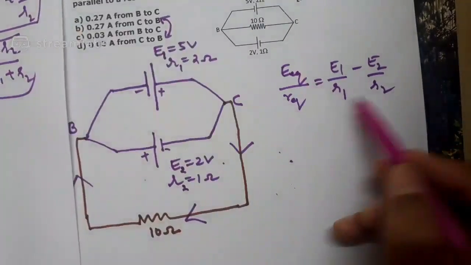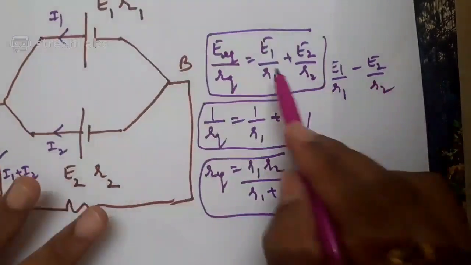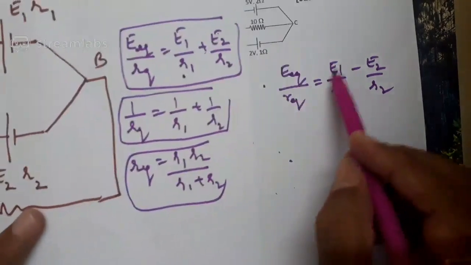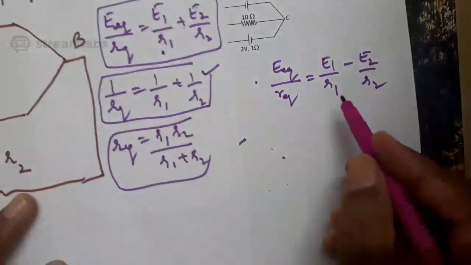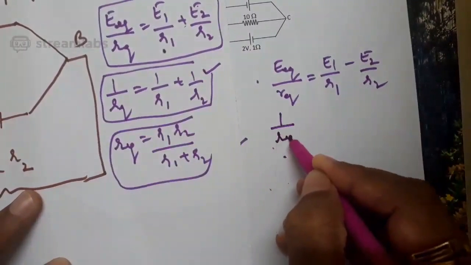I hope you understood this. There is a change. Instead of E1 by R1 plus E2 by R2, I have to make the correction E1 by R1 minus E2 by R2. But in this formula there is no change, because there is no positive or negative in the internal resistance.